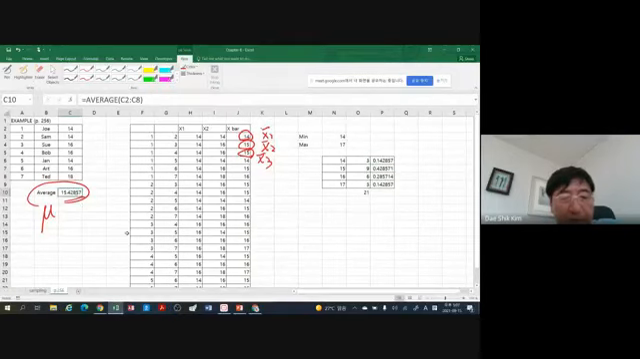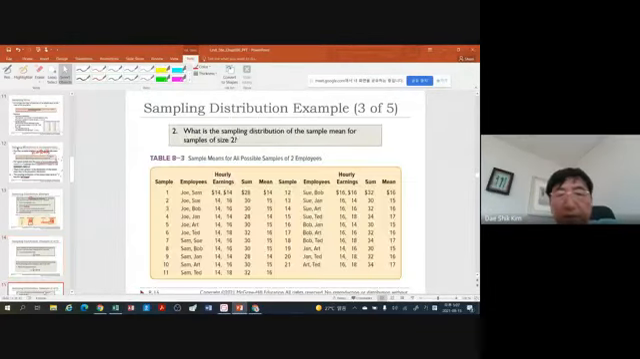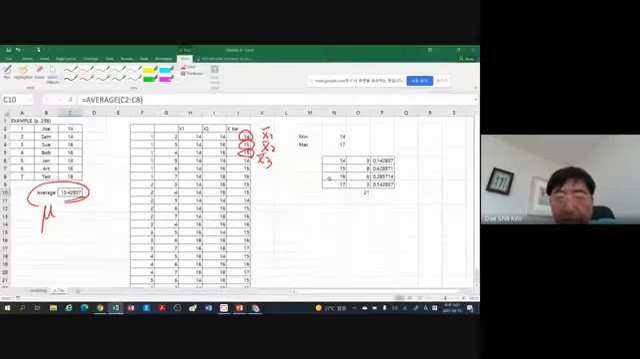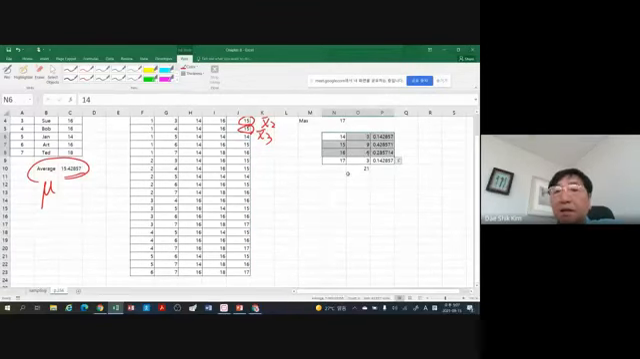This number, 15.43. So what is the population mean? I have calculated it. What is the sampling distribution? When I do this one, I have calculated it for you already. And why is it the sampling mean distribution?